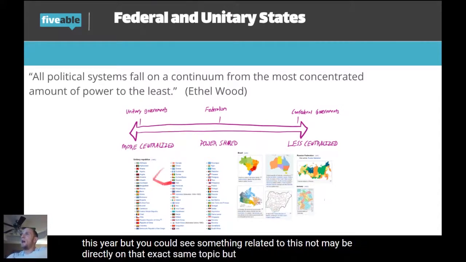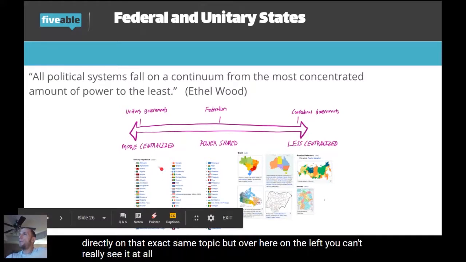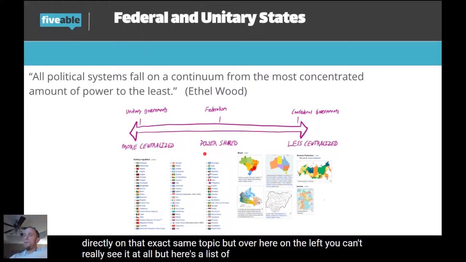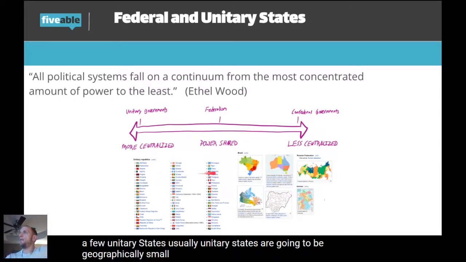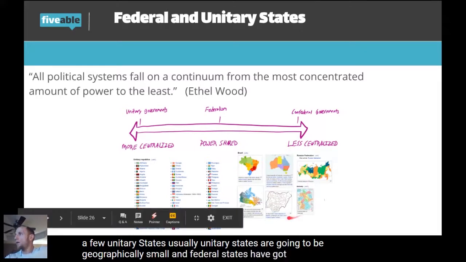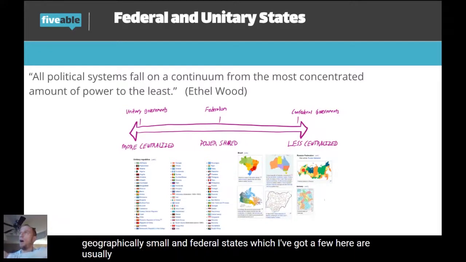But over here on the left, you can't really see it at all, but there's a list of federal states. I wish you could see it some. A few of the, not federal, unitary states. Usually, unitary states are going to be geographically small. And federal states, which I've got a few here, are usually geographically large.